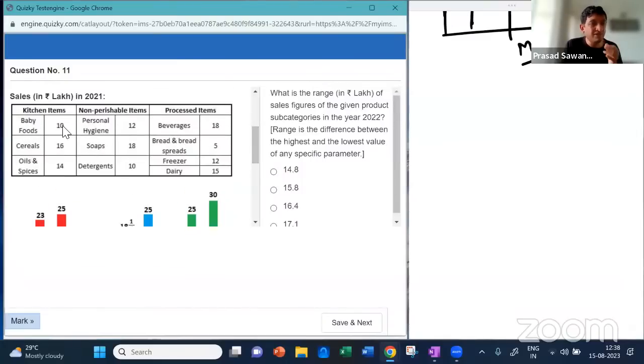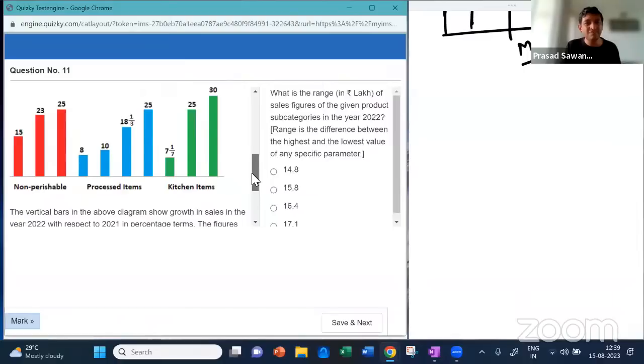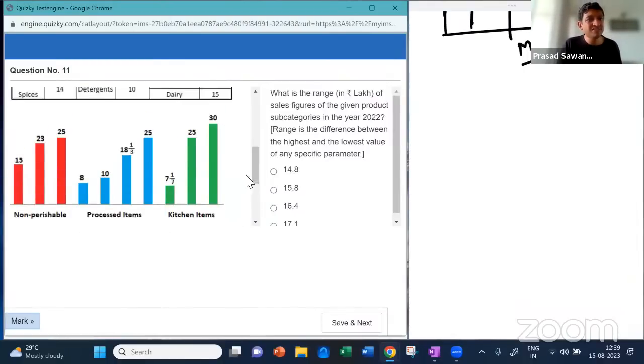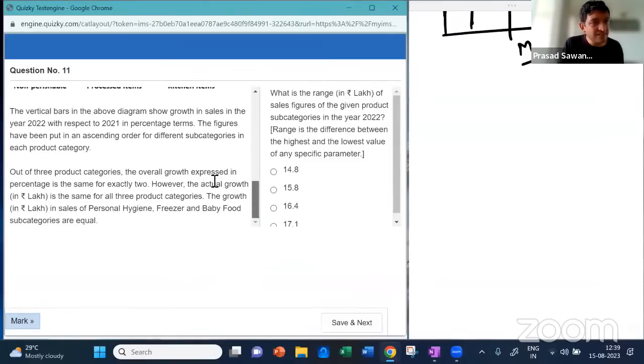Now, 10, if it goes by 25%, it will become 12.5. 16, if it goes by 25%, it will become 20. And 10 can go by 30%. So I think something like this can be applied here. But let's see. But we don't know which one is which one, right? Niche kya hai? Let's see.